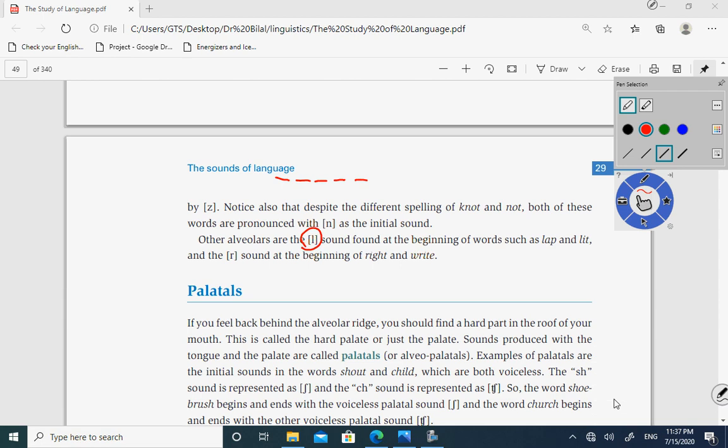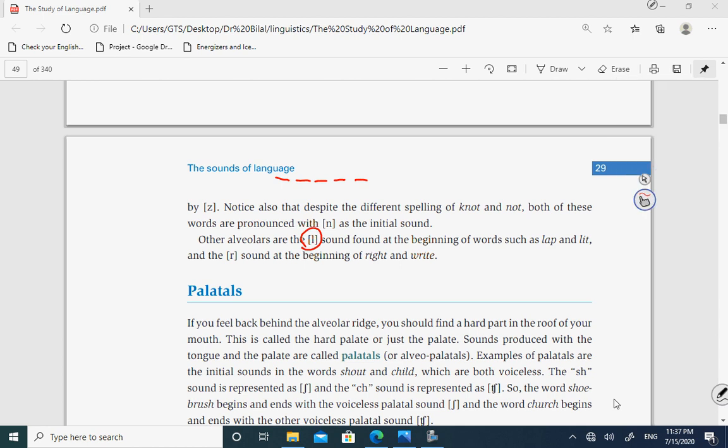Your tongue touches the alveolar ridge, but the rims of the tongue, remember when we talked about the tongue, we said that we have the rims. The rims are important for the production of the L sound because they are lowered, whether one side of them or both sides of them are lowered. And finally, the R sound, whether the trilled R that we use in Arabic or the flap R. So L and R as well are alveolars.